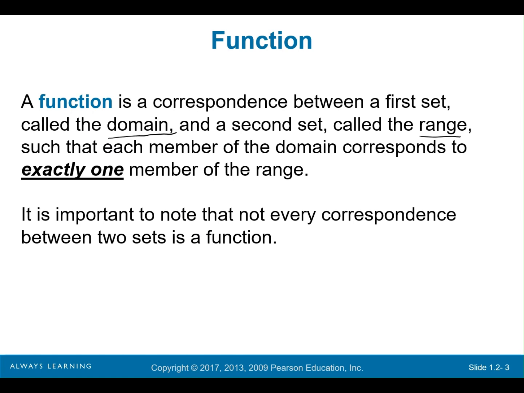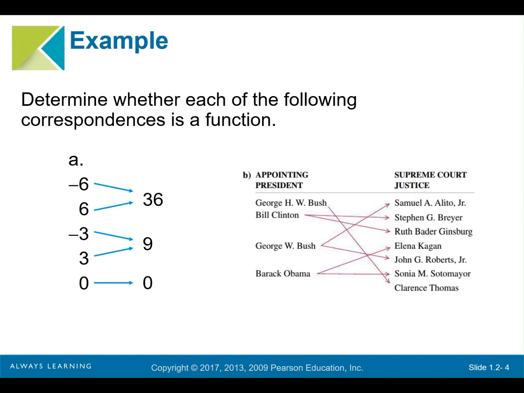And it's important to note that not every correspondence between two sets is a function. And we're going to see an example of that next. So when we look here, we're going to determine if each of the two correspondences is a function. Let's look at A first. And we look at our domain, which is on this side, and our range on this side. And we think, does each domain have exactly one range?